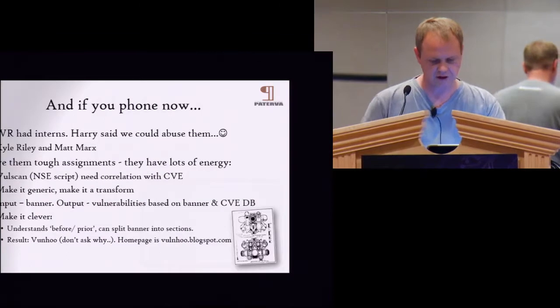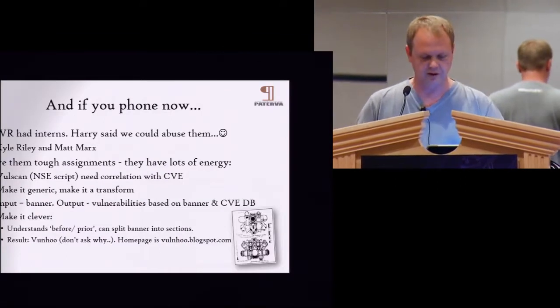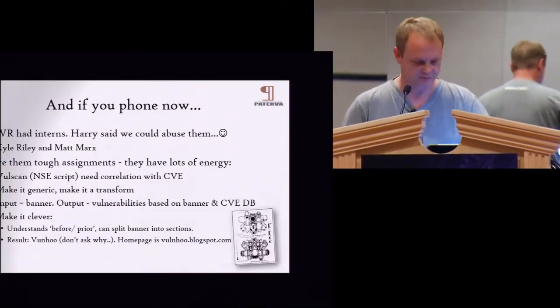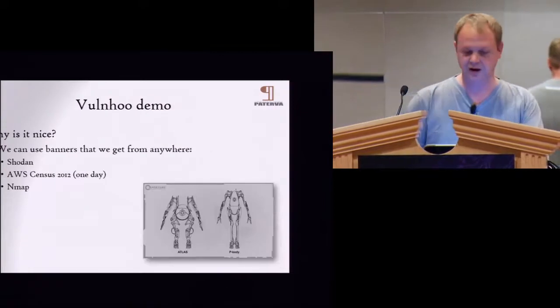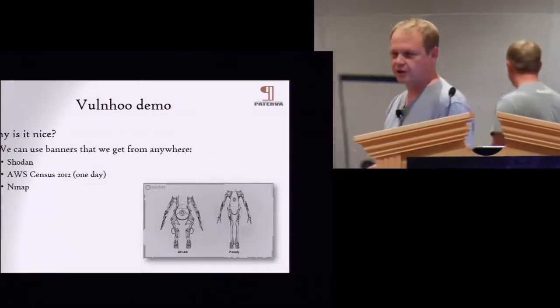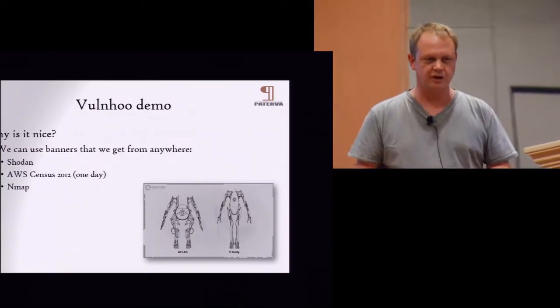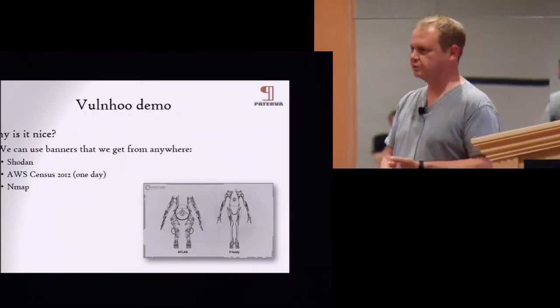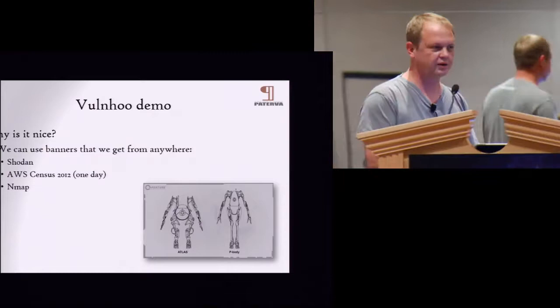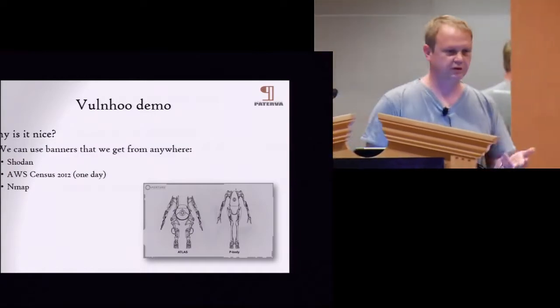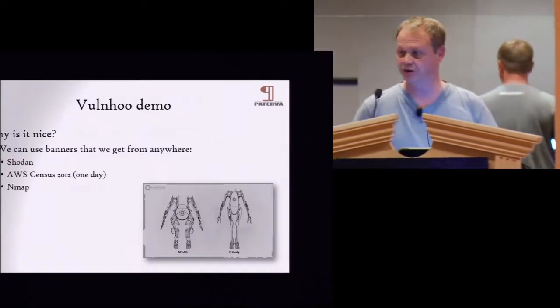And they even have a little homepage if you want to go there, vulnhu.blogspot.com. Right. It's nice because we can get banners and process banners from anywhere. We can get it from Shodan, right, and process it. We can get it from Nmap, we can process it. We can get it from the AWS stuff and we can process it from there. And that makes it pretty cool.